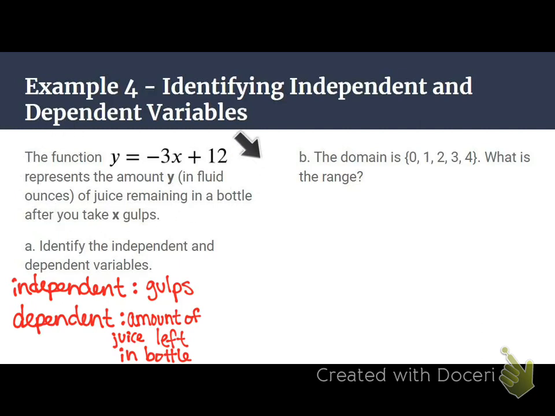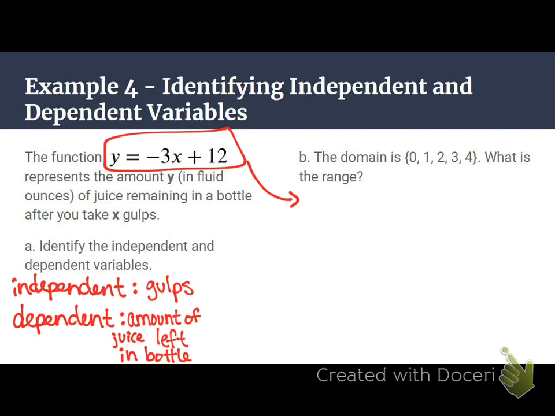Think about what we haven't used from the information they gave us. What big piece of information didn't we use yet? We haven't used the 12 or the x or the -3 or the y. We haven't used this whole equation that they gave us. We haven't used that at all. So we need to use that to help us find the range.